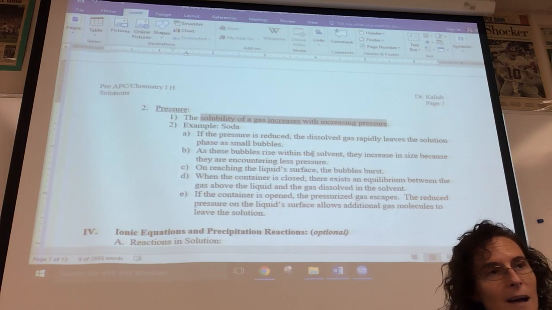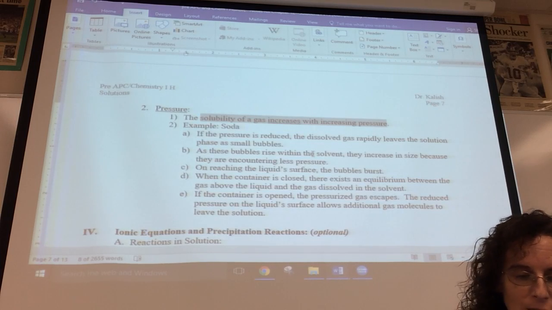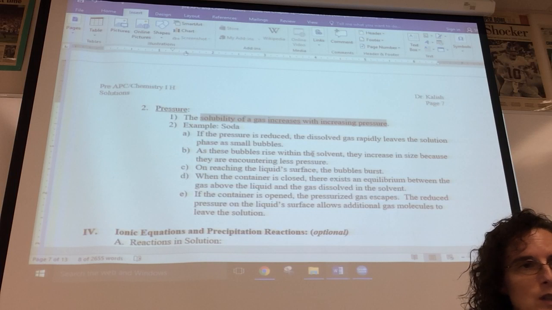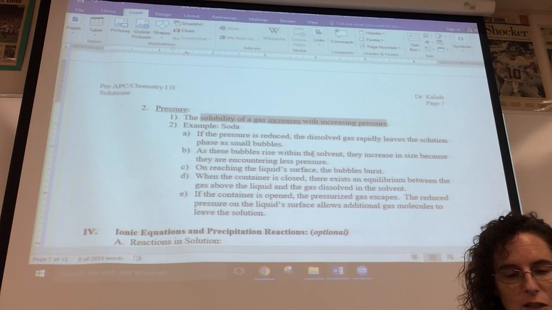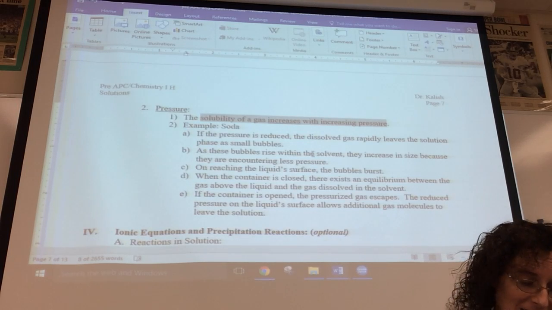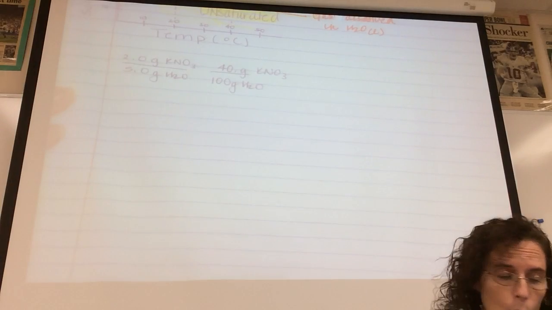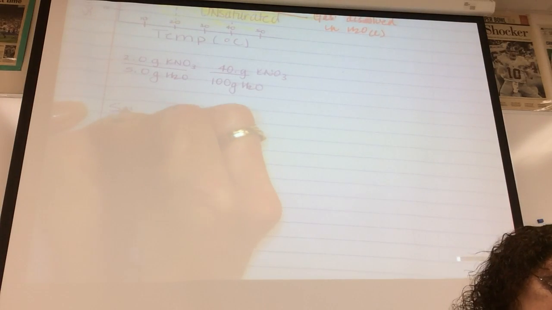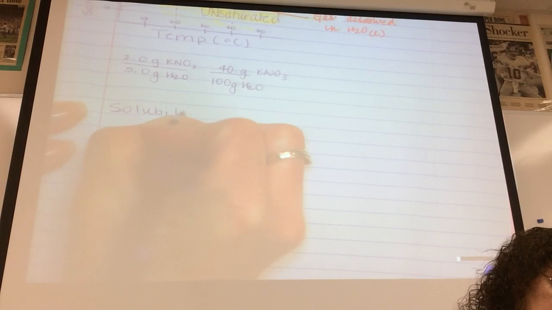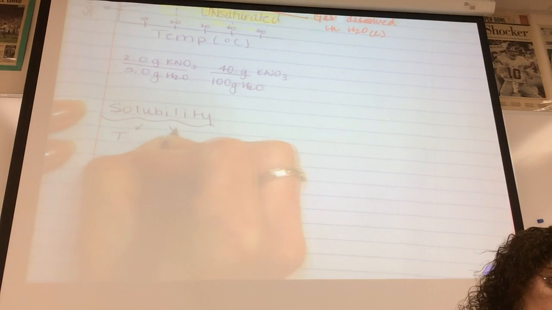We'll talk more about soda in our acid-base unit, and you'll see just how acidic soda is and what it can do to someone's teeth, not to mention their digestive system. In any event, in regard to solubility, what are the two factors that affect solubility? Temperature and pressure.